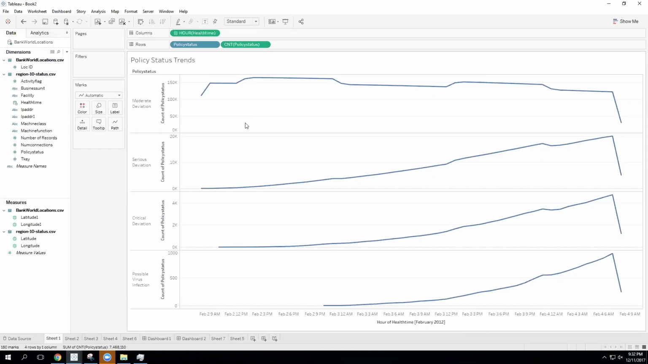You can see over time, the moderate deviations started off much higher than the other policy statuses and began to grow right away before slightly going downhill throughout the 48-hour period. For the serious, critical, and possible virus infections, they began to grow as time went on. We believe this is due to the fact that machines went from moderate deviation and got deteriorating more significantly, and that's why the other more serious policy statuses grew as time went on.